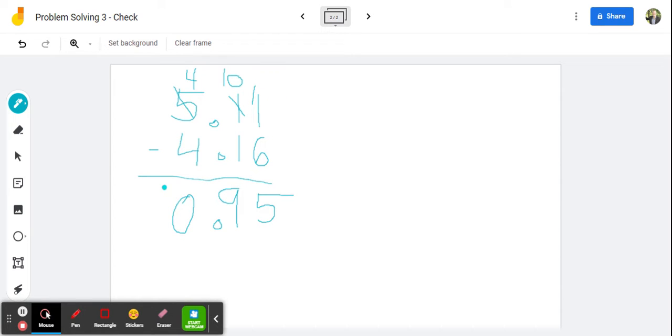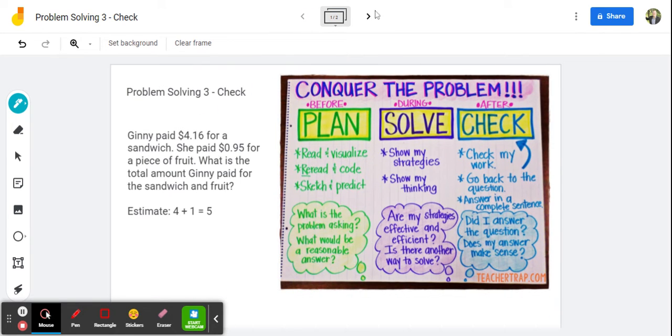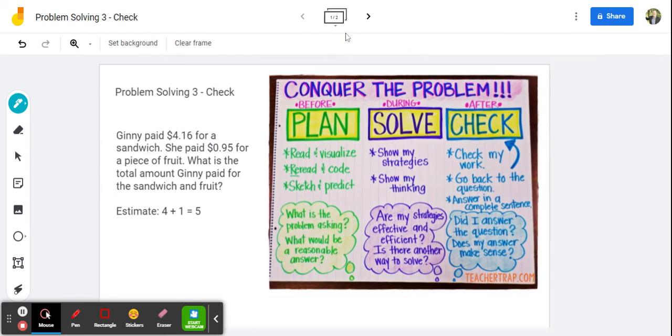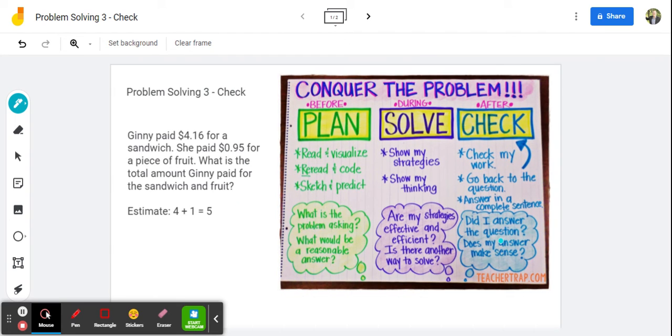So $0.95. Hey, isn't that the same cost of the fruit? Let's check. It is 95 cents. So this is another way to verify our answer, that we started with the total and we used subtraction to kind of go backwards. We subtracted the cost of the sandwich and we're left with the cost of the fruit. So that really helps give us confidence that we have gotten the right answer.